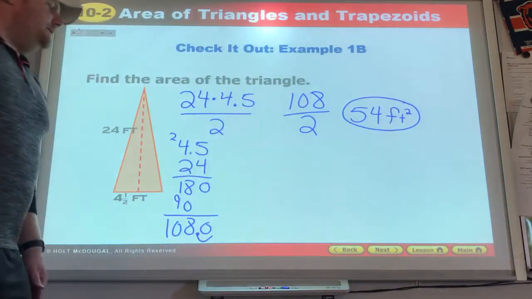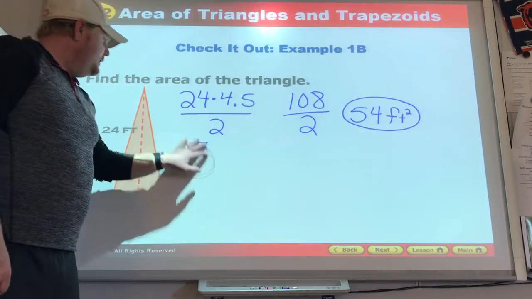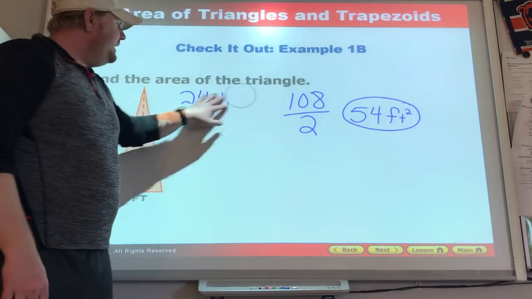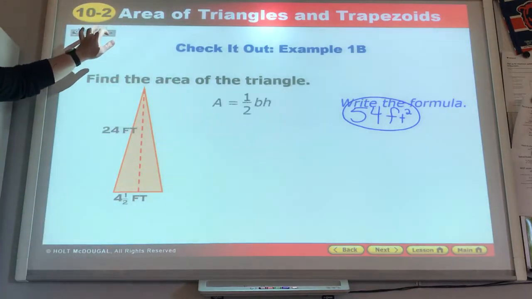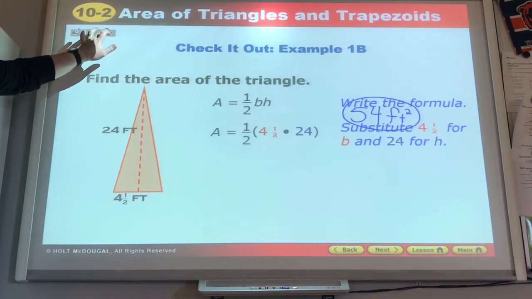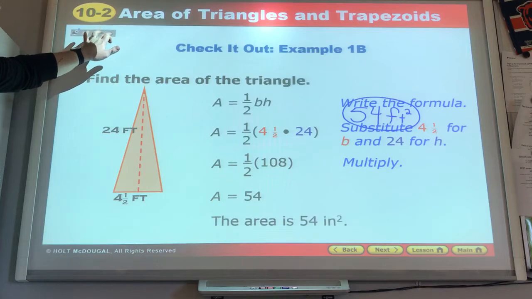And we have our answer. Not overly complicated. Trapezoid is a little bit more, but really it's a similar thing. Let's see how they did it. All right. They put those numbers in when they multiplied. 108 times 1/2 is 54.